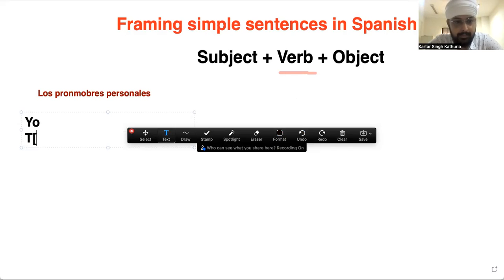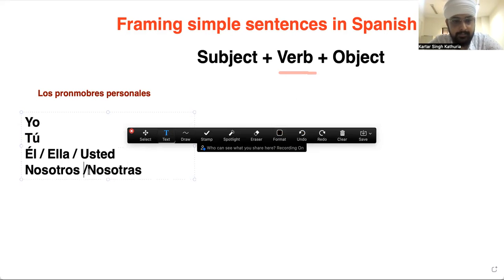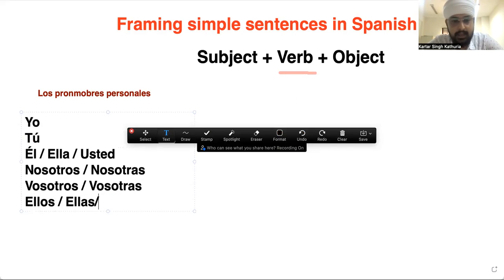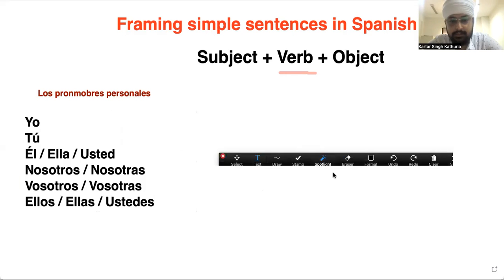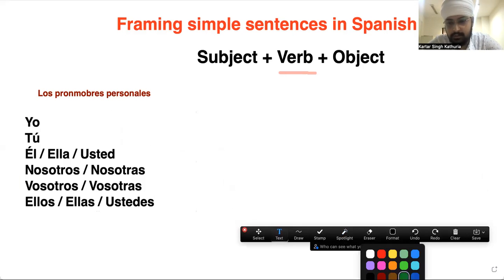Yo, tú. You need to memorize in the same sequence, in the same way I am writing. Nosotros, nosotras. Vosotros, vosotras. Ellos, ellas. Ustedes. I will also tell you the meaning of these personal pronouns.